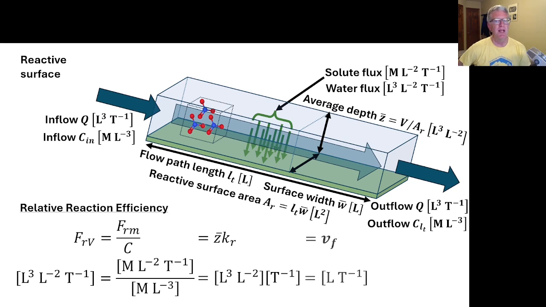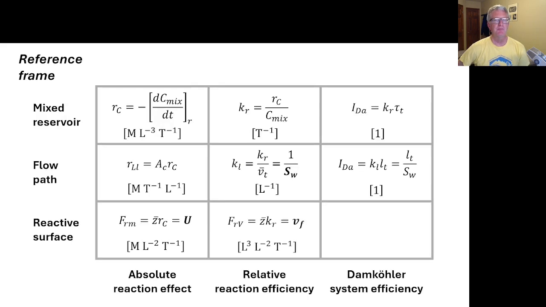This volumetric reaction flux is what a stream ecologist would call an uptake velocity, meaning the uptake velocity is telling us how much the average square meter of the stream bed is able to reduce the fraction of reactant concentration remaining in the flow path. I'd like to emphasize one more time that metrics in the reactive surface reference frame represent an intrinsic property of the stream bed rather than an aggregate capacity of the whole stream.